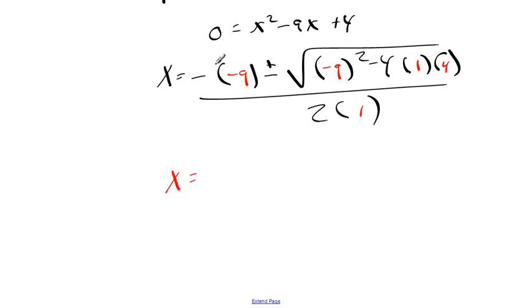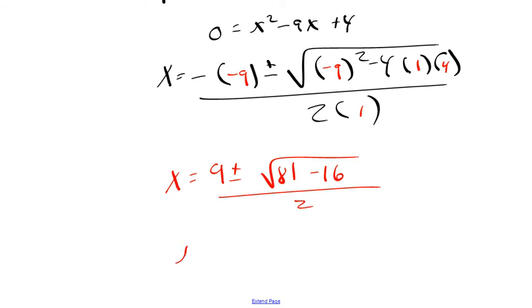So x equals... a negative times a negative gives us our positive 9. Negative 9 squared is 81. Negative 4 times 1 times 4 is a negative 16, right? And it's a negative times a positive, just going to give us negative right there, all over 2. So right now we're going to go ahead and do 9 plus or minus the square root of, let's see, 81 minus 16, going to give us a 65, all over 2.